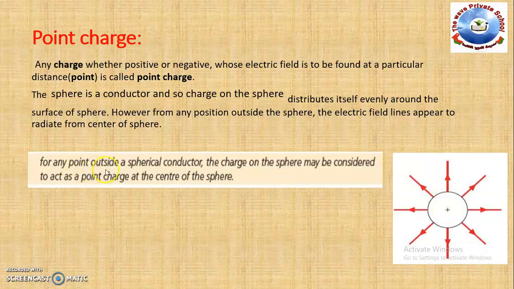For any point outside a spherical conductor, the charge on the sphere may be considered to act as a point charge at the center of the sphere. So we can say that if we have to find the field of any charge outside the sphere of a conductor, then the charge on this sphere may act as a point charge. So we can say this charge is a point charge.